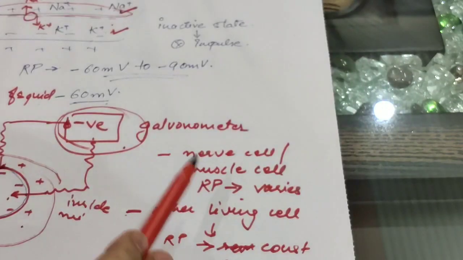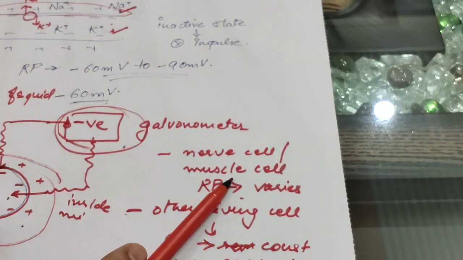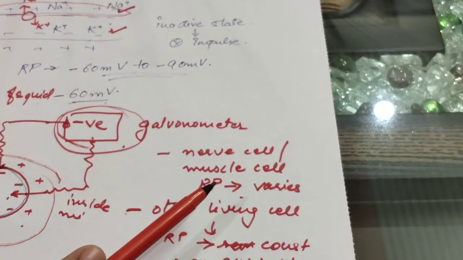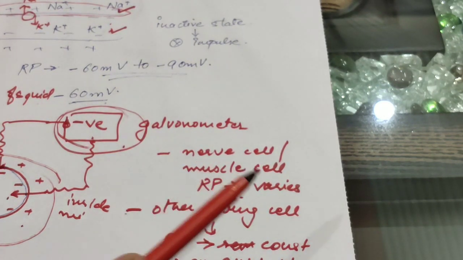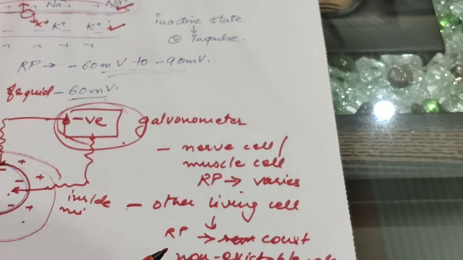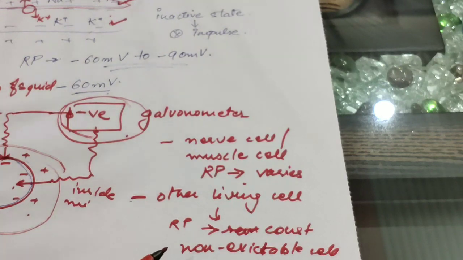And in cells like nerve cells and muscle cells, the resting potential varies, and these are said to be excitable cells, whereas in other living cells the resting potential remains constant whether the cells are excited or not, and those are known as non-excitable cells. Now we'll proceed towards the action potential.